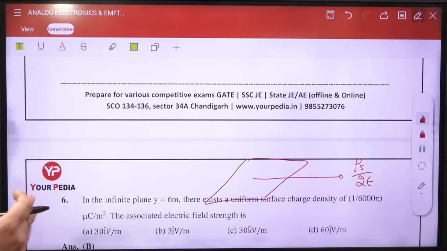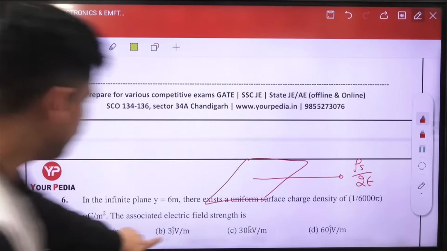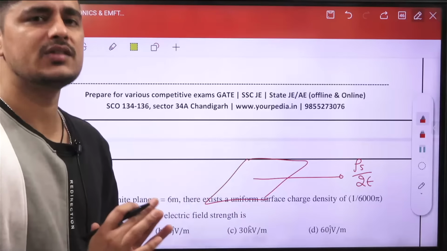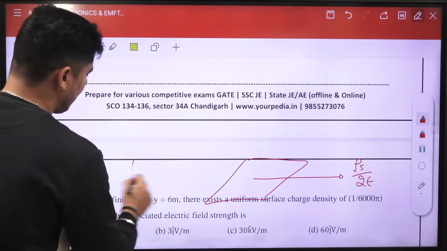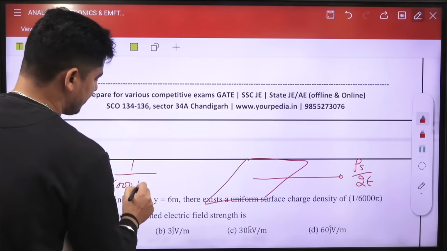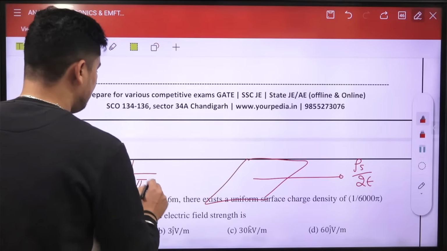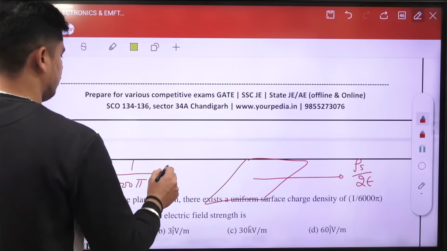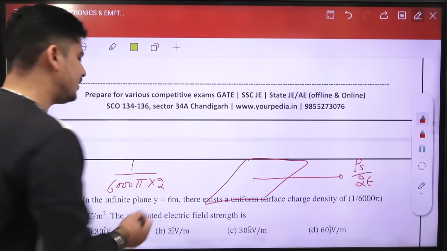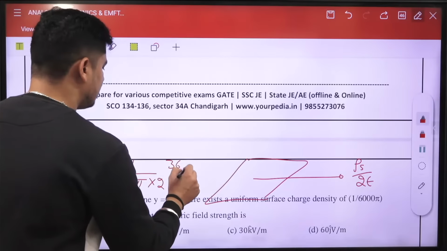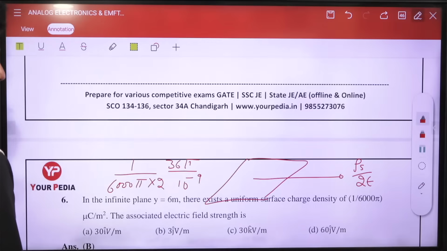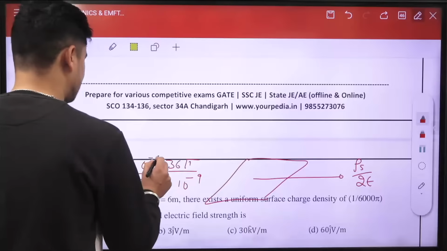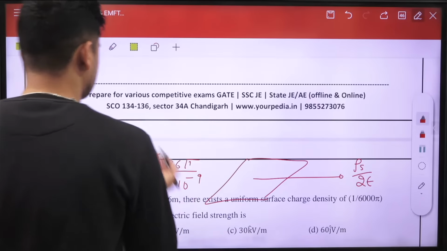The electric field is always going either in plus j direction or in minus j direction. So there are only two options, plus j. So the electric field is in the j direction. Now he is asking for the magnitude. Rho s is given to you 1 by 600 pi into 2. Epsilon value is how much? 1 by 36 pi 10 raised to power 9. So 36 pi divided by 10 raised to power minus 9. And that will be in micro, meaning 10 raised to power minus 6 there. So you can solve it.